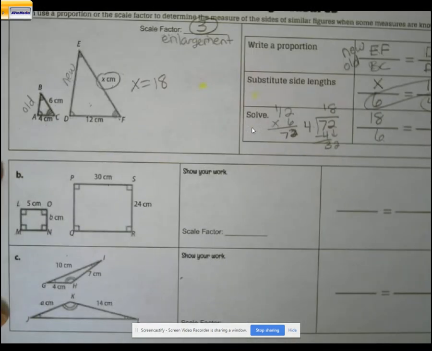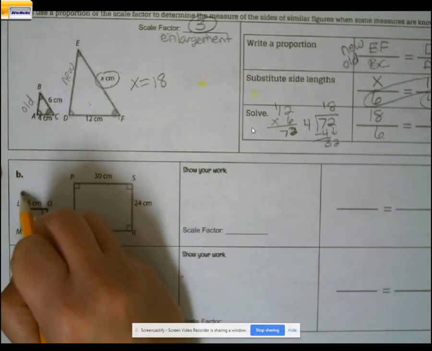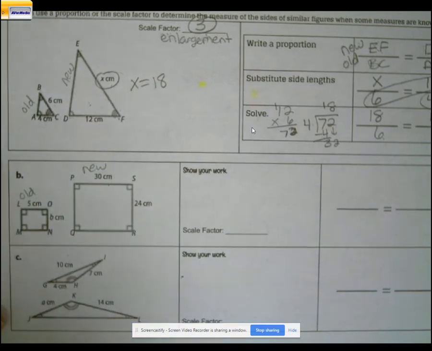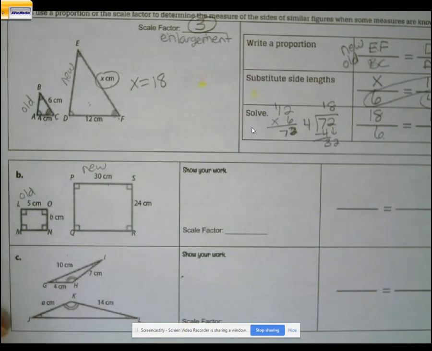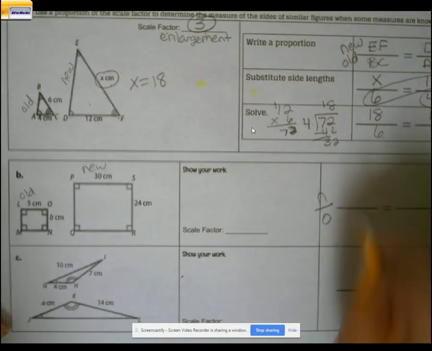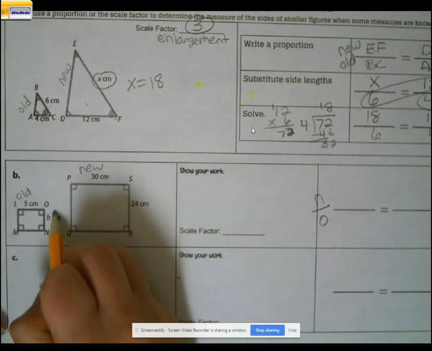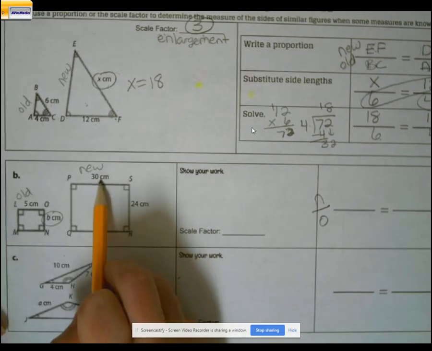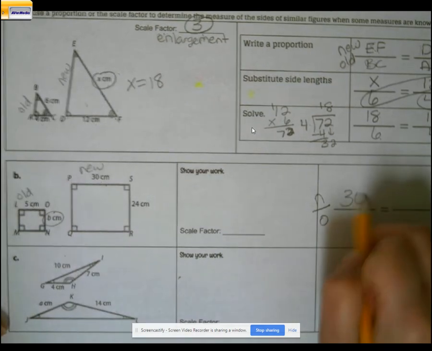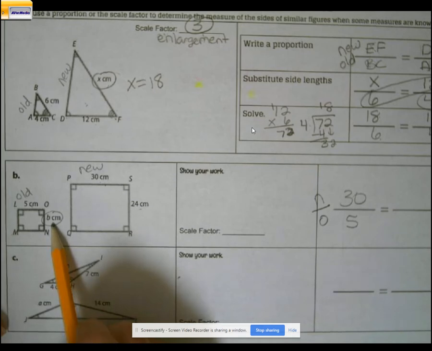Okay, let's look at B here. Again, this is my old and my new. So let's set up proportions here. So I have new over old. So I always just want to set that up first. So it looks like I'm missing this one here. So 30 corresponds with 5. So 30 over 5. 24 with B.